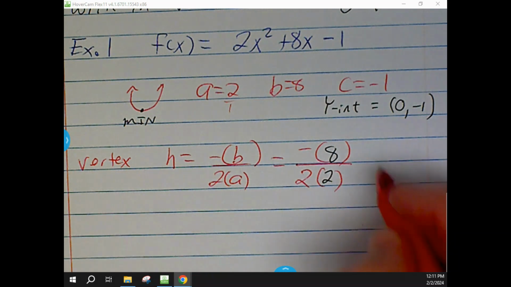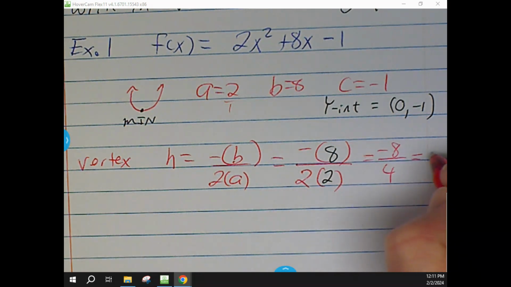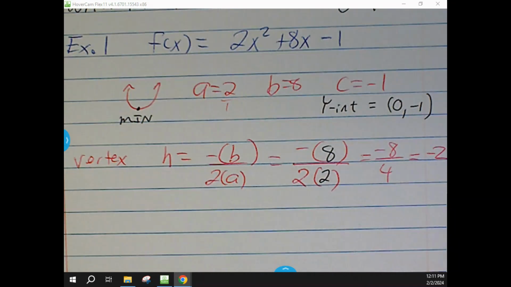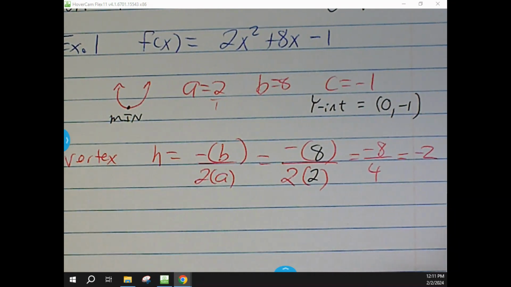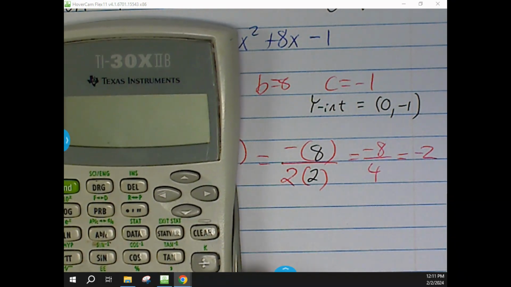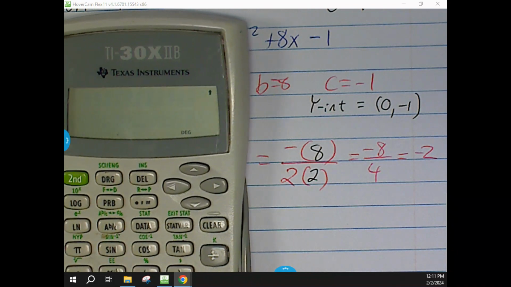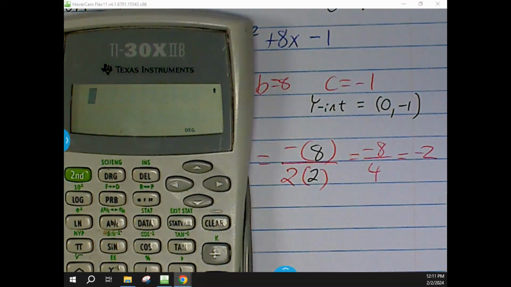All right, so that's negative 8 over 4, which is negative 2. And again, if you need to trust in your calculators a little bit more, if you're still not comfortable with all your positives and negatives here, again, just punch it in. And again, use your parentheses. If you use your parentheses, it's really hard to do this thing wrong.